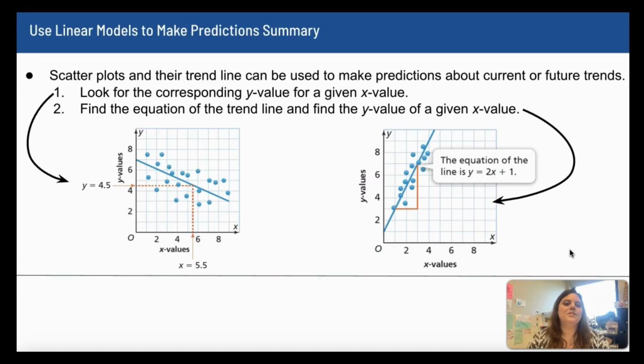All right, let's summarize using linear models to make predictions. Remember that scatter plots and their trend lines can be used to make predictions about current or future trends. For current trends, we're going to be looking at a spot that's on the graph. If we want to make predictions for future trends, we're going to need to use the equation of the line. So look for corresponding y and x values for current trends, and find the equation of the trend line and the y value for a given x value to figure out future trends.